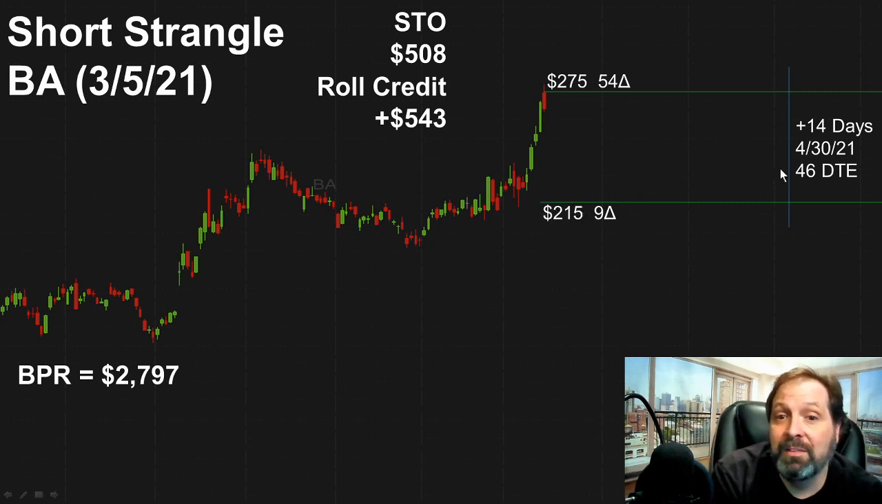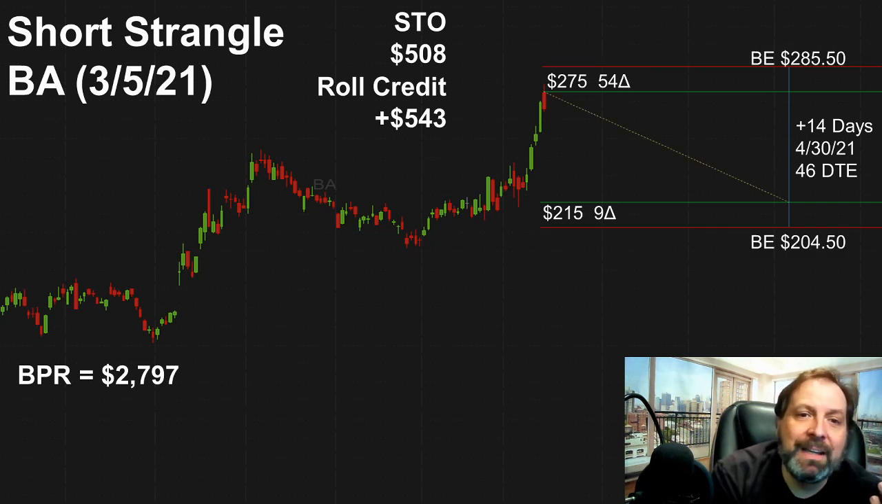Because we moved it out 14 days and because we moved from a 2 delta to a 9 delta, we actually received another $543. So that means that we've collected so far something like $1,050 on this trade. Now our break-even price changes too, because we have more margin, more room. Before we only had a $500 credit, and now we have a $1,000 credit. So that widens out our break-even. So I now need it to stay below 285 and above 204 from now until expiration, 46 days in the future. Okay, so that's how we set it up.